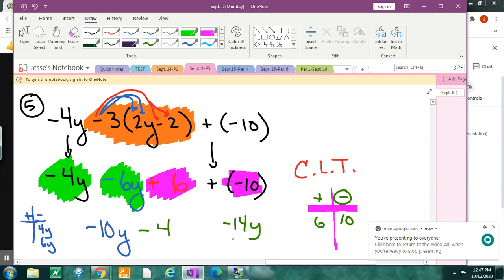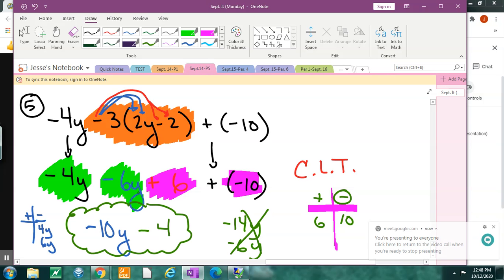So in a test, I'm going to say -14y? Is that your answer? No. Is it -6y? No. Leave it alone. Leave it alone, all right? You got it.